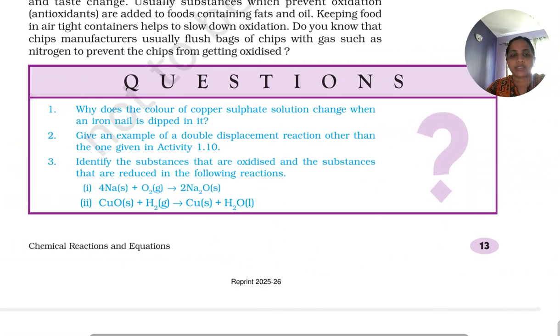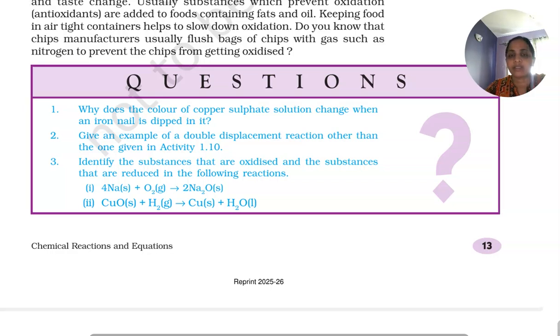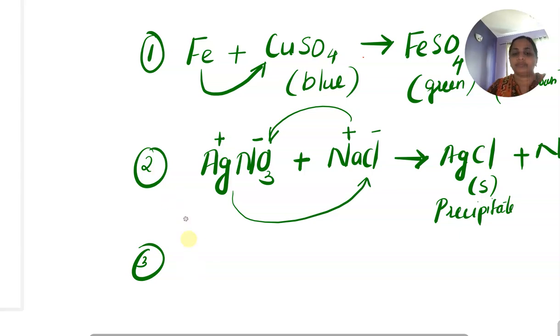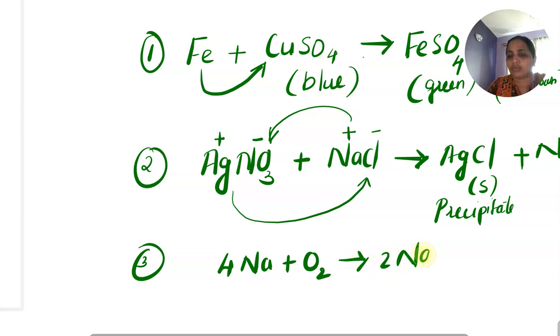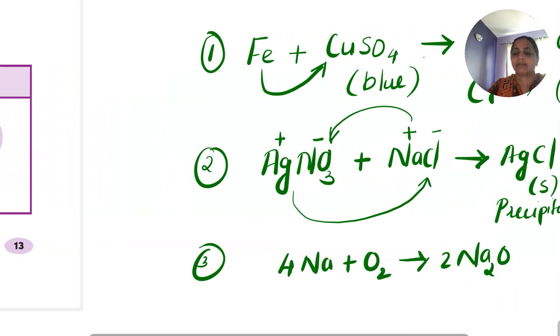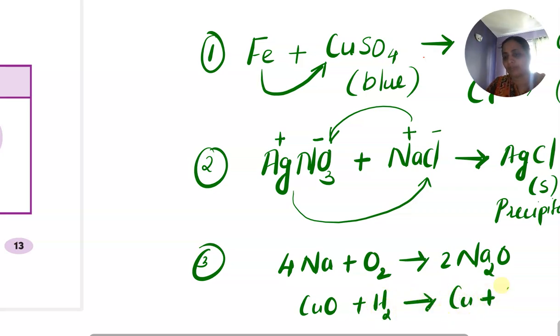So moving to our third question. What is our third question? Identify the substances that are oxidized and the substances that are reduced in the following reactions. The first one: 4Na plus O2 gives 2Na2O. First I will write that equation: 4Na plus O2 gives 2Na2O. Then the second one: copper oxide plus hydrogen gives copper plus water. So these two reactions are given.